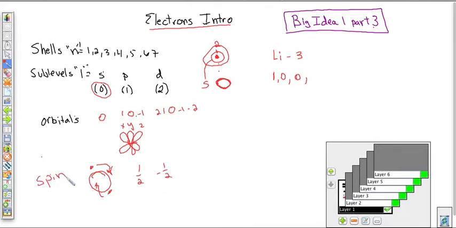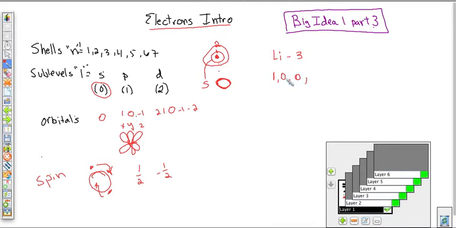So there's 4 things to define an electron: its energy level, its sublevel, its orbital, and its spin. When one spins in the opposite direction, it actually produces an effect of an opposite electrical field. So they can actually be in that same general area.